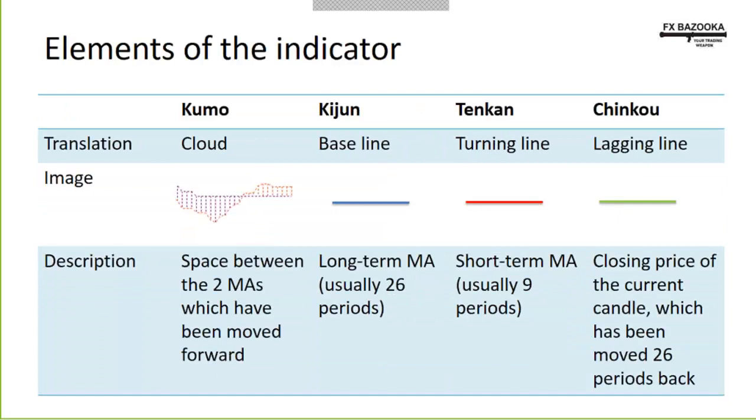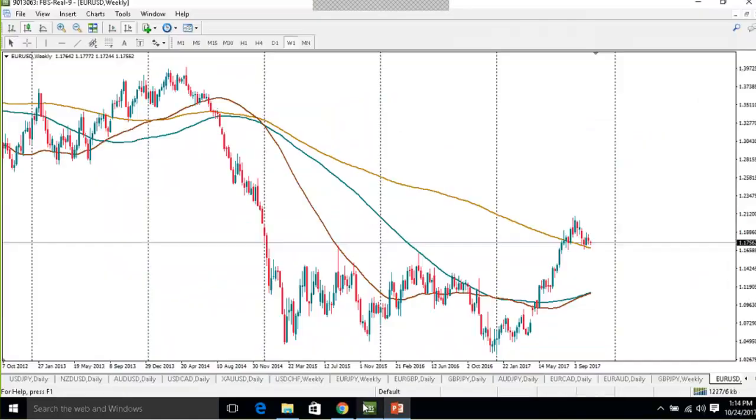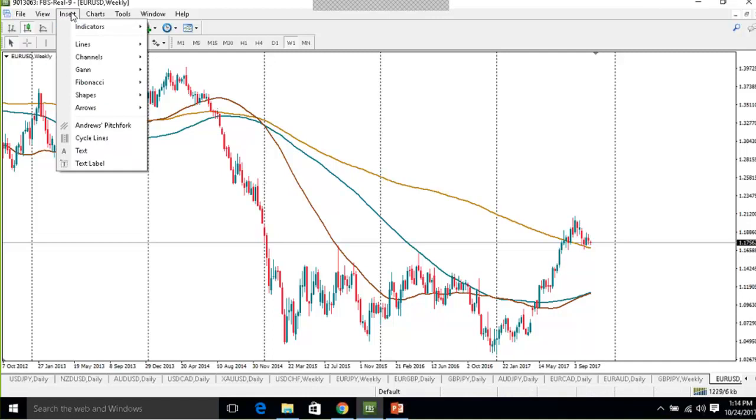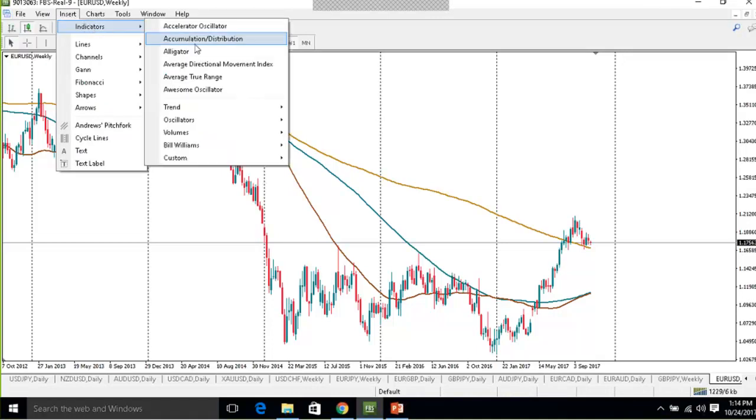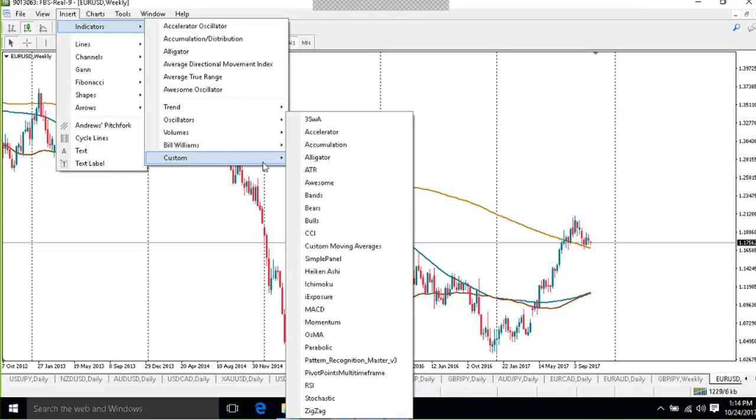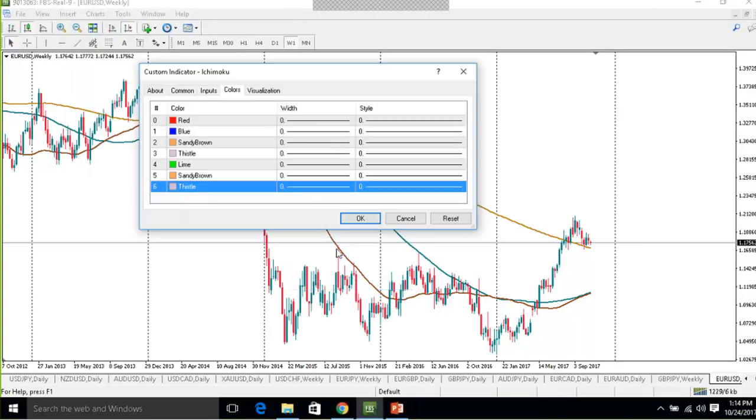Let's have a look at the chart. For example, euro dollar, why not? To apply the indicator to this chart in MT4, you choose Insert, Indicators, and then Custom, and here it is, Ichimoku. And as this indicator is very visual, it is probably the easiest for those who have a great visual perception.